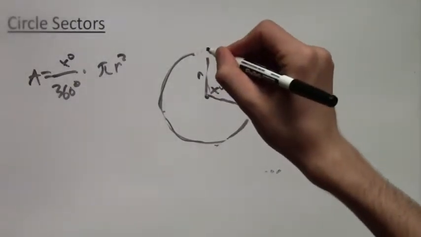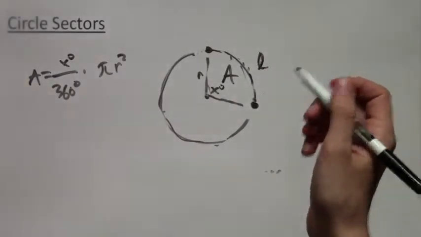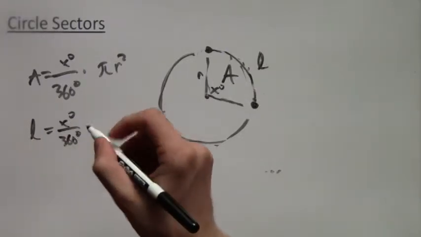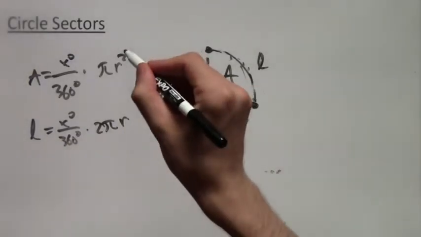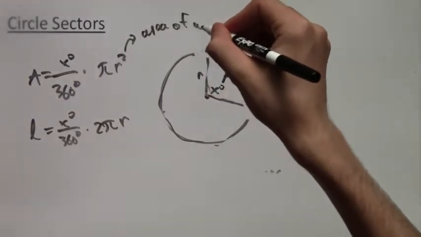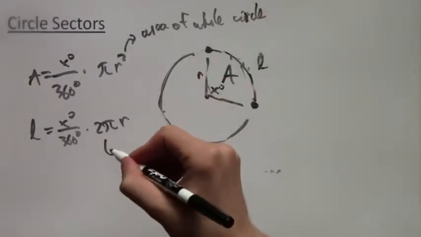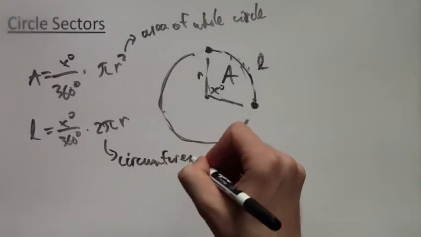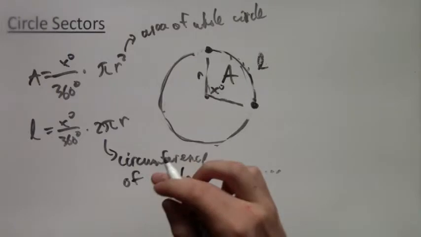So if that makes any sense, the x degrees indicates that we have x out of 360 of that circle. And similarly for the length that I've highlighted in the drawing, the length L is x degrees over 360 degrees times the circumference of the circle, 2 pi r. So once again, you take the whole circumference or the whole area, and you multiply it times the portion that the sector or arc takes of those. And that portion is determined by the degree, so x over 360.